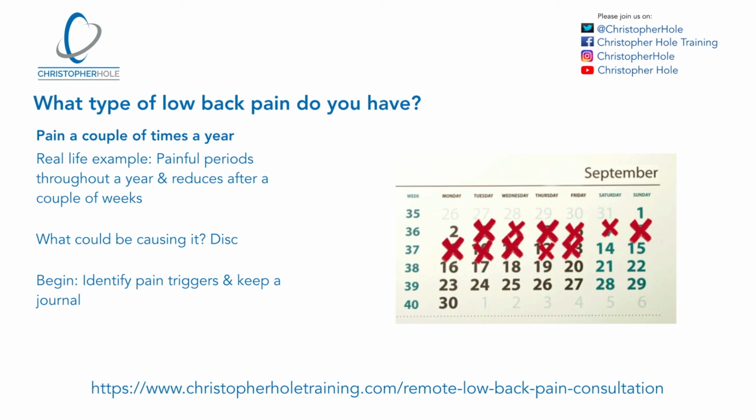So what we need to begin doing is identify pain triggers and keep a journal, and then we need to reduce the pain triggers. So we need to avoid those pain triggers. So if we can identify them and we can start to see a pattern in our lower back pain, if it's lifting, then we might have a problem in spine flexion, but it's only happening a couple of times a year, so we need to start avoiding that spine flexion. So it could be sitting, lifting, whatever it might be. You will know what is causing your lower back pain.